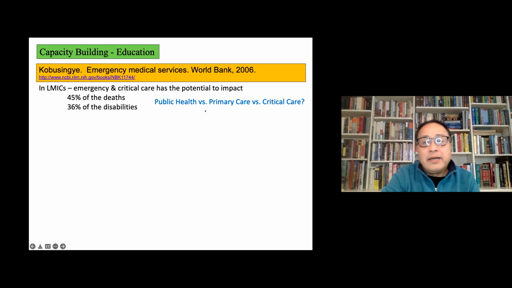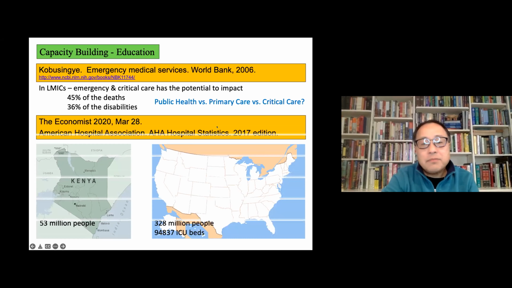So I think in my mind, this is not a matter of only public health or only primary care, and certainly not only critical care, but it's really a matter of prioritizing things in a balanced form so that all of them get the appropriate need and support.